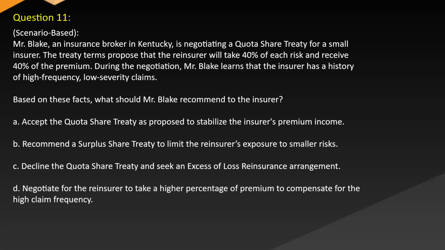A. Accept the quota share treaty as proposed to stabilize the insurer's premium income. B. Recommend a surplus share treaty to limit the reinsurer's exposure to smaller risks. C. Decline the quota share treaty and seek an excess loss reinsurance arrangement. D. Negotiate for the reinsurer to take a higher percentage of premium to compensate for the high claim frequency.